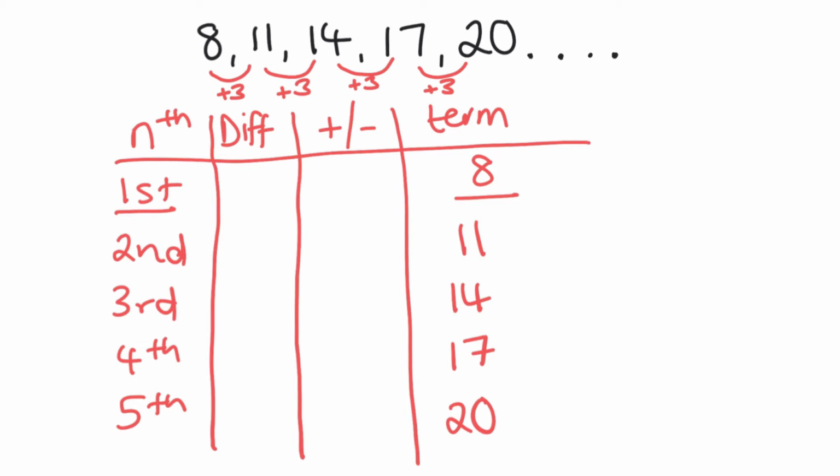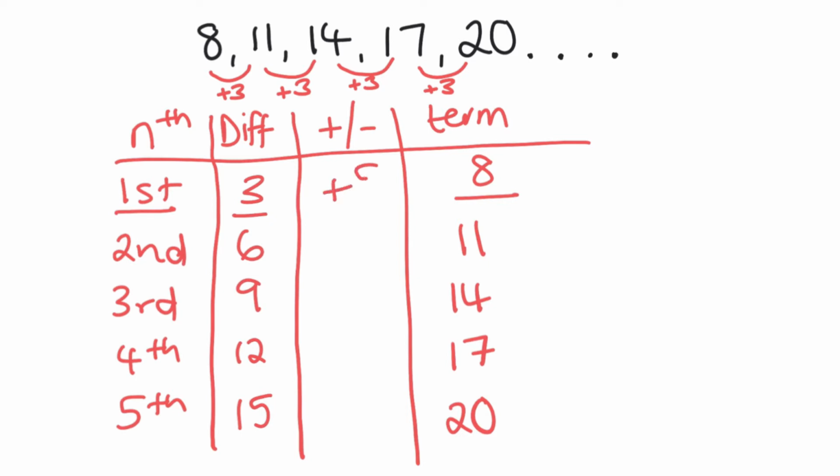So we're going to times all the numbers in the first column by 3. So 1 times 3 is 3, 2 times 3 is 6, 3 3s are 9, 4 3s are 12 and 5 3s are 15. Now the plus and minus column, we need to get from 3 to 8, so we need to add 5.